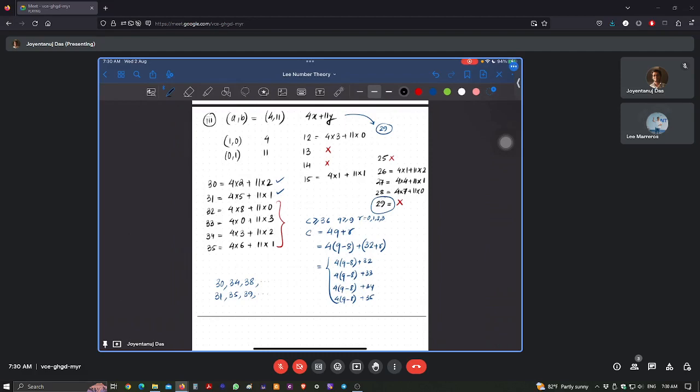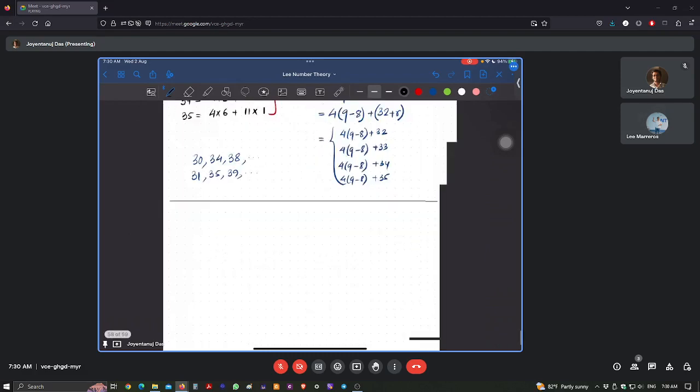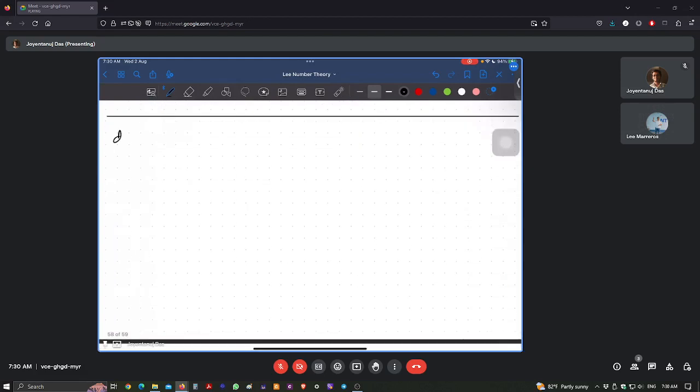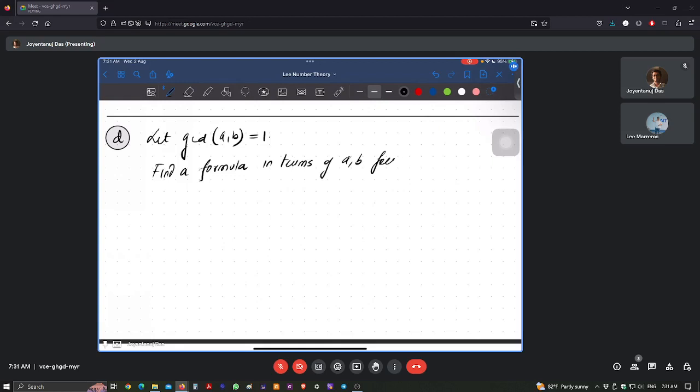So the next part is part D. What they are saying is, let GCD of A and B be 1. They are telling that using the result from C, what we have just done, find a conjectural formula in terms of A and B for the largest number not of the form.